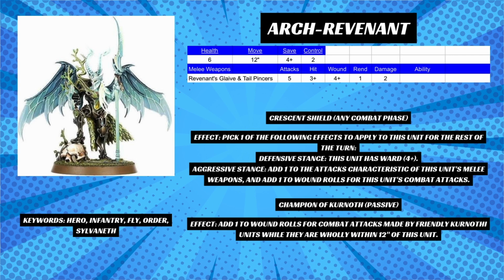Your other ability, Champion of the Kurnoth, is a passive ability, which means it's always active, and what this does is add 1 to the wound rolls for combat attacks made by friendly Kurnoth units while they're wholly within 12 inches of this unit. It's pretty good because we do get quite a few different Kurnoth units throughout the magazine.